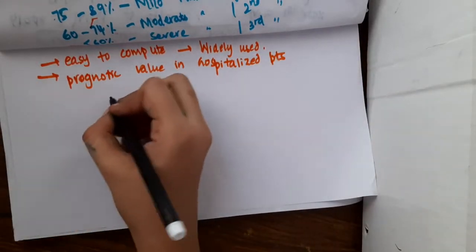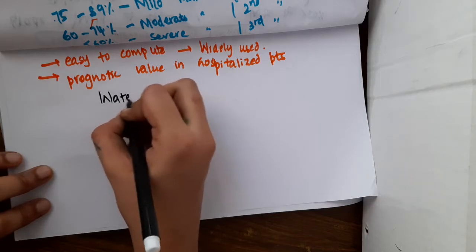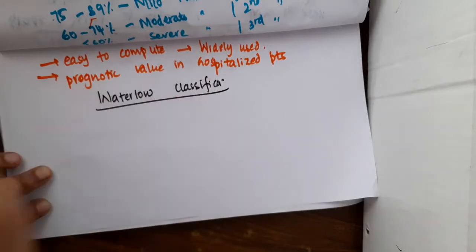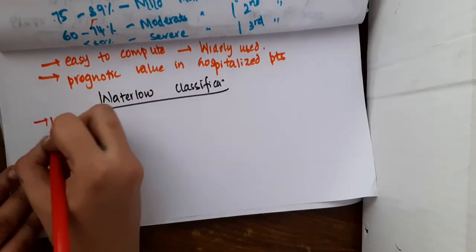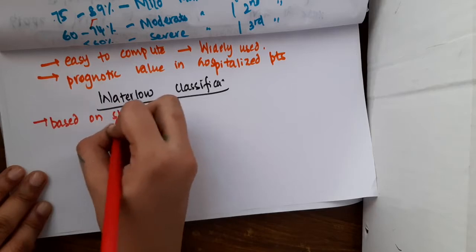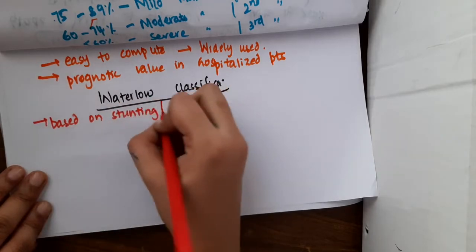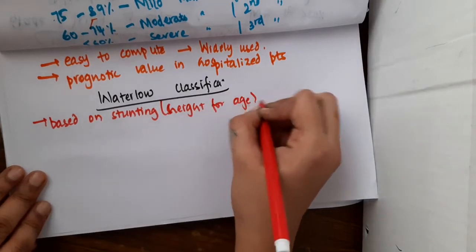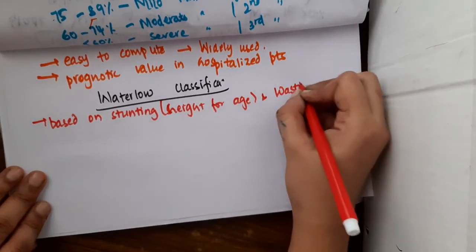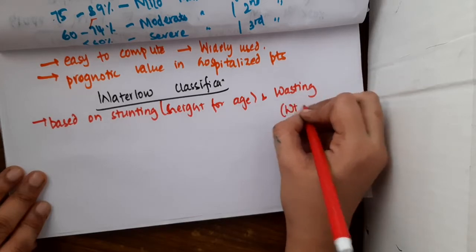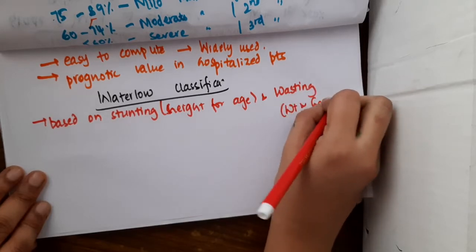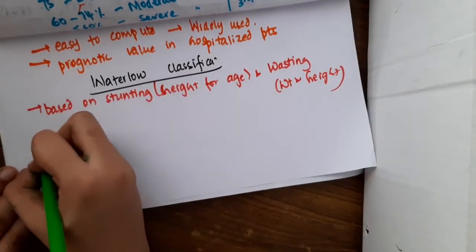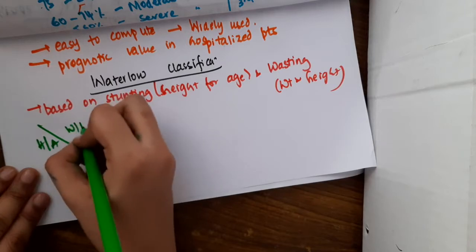The next important classification we have is the Waterlow classification. This Waterlow classification is mainly based on stunting, that is height for age, and also wasting, which is weight for height. So how do you calculate this? You will take the height for age and weight for height.